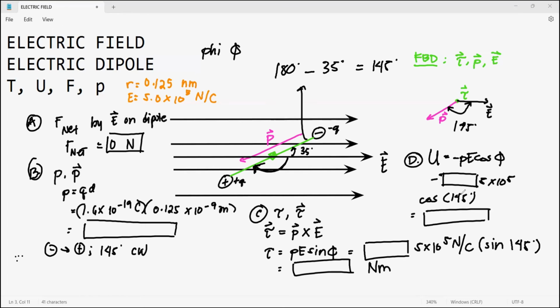Again, I'll be giving the answers by the end of the video, so stay tuned. Now, for our electric potential energy, we've got to have joules. This one is in Nm. This one is in Cm. Our torque is, yes, Nm.